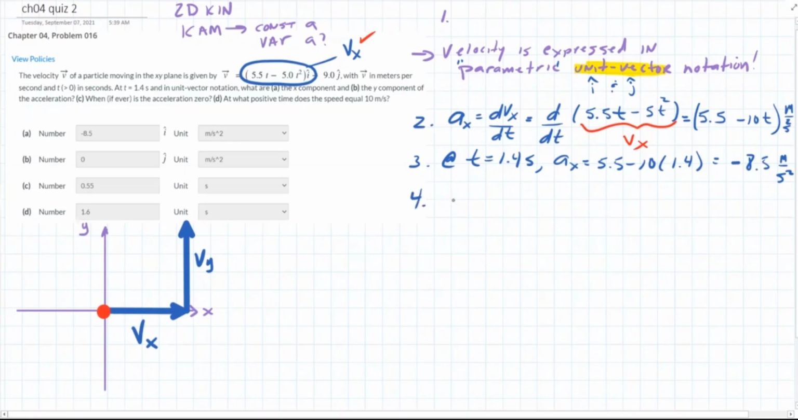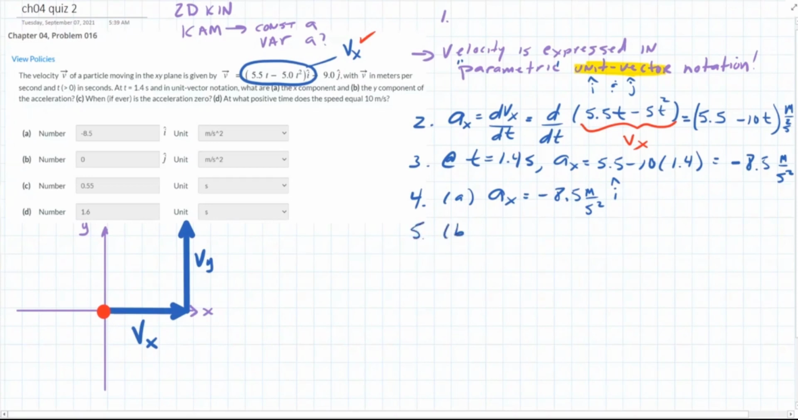The answer to the x component, the answer to A is A sub x equals negative 8.5 meters per second squared in the I hat direction. So it's going in the negative x direction. All right. What about number 5b?